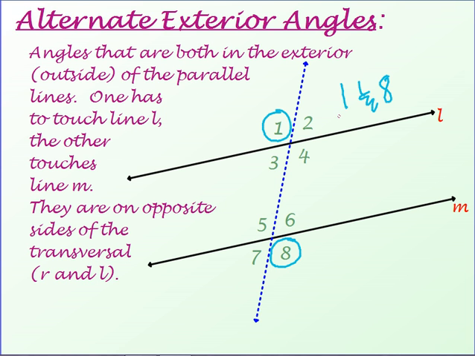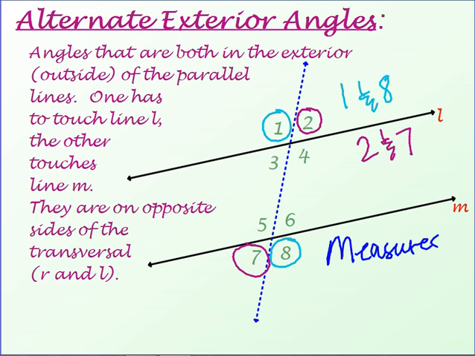Another example of alternate exterior would be 2 and 7. And just like our other angles, measures are equal within the pair, anyway. So whatever the measure for angle 2 is, angle 7 is going to have that same measure. Whatever the measure for angle 1 is, it's going to be the same measure as angle 8. So alternate exterior angles have the same measure no matter what.